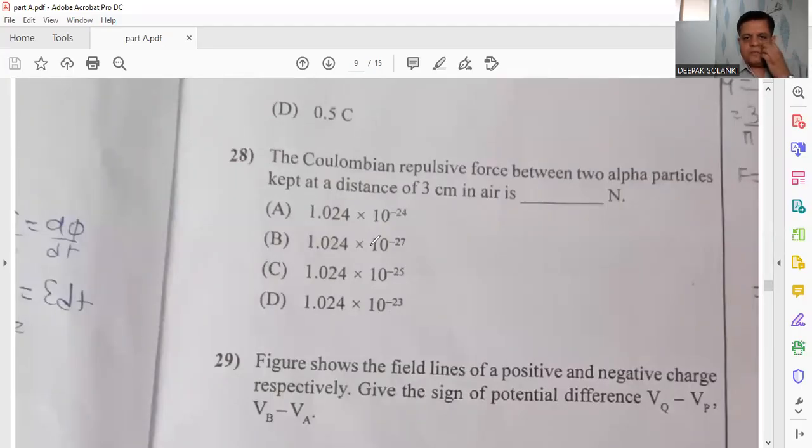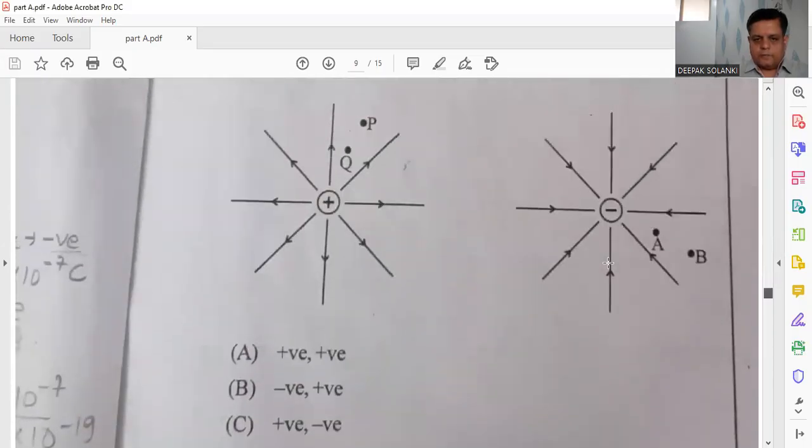The Coulombic repulsive force between two alpha particles at a distance of 3 centimeters. So it is directly a question from Coulomb's law. K times alpha particle has charge 2e, squared, by r squared. So if you put the values in, you will get 1.024 into 10 to the power minus 24. This is your example.